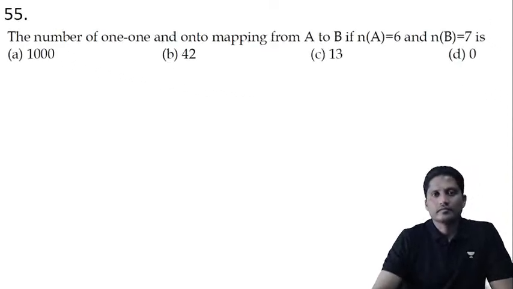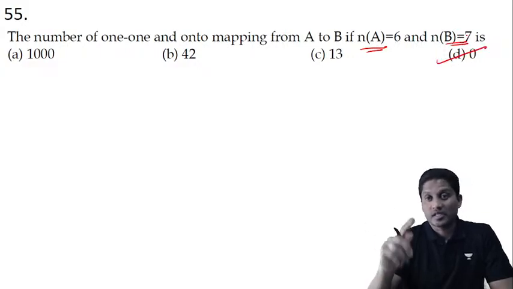Question number 55. The number of one-to-one and onto functions from A to B. Now it is not the same. See, n of A is 6, n of B is 7. Then the number of bijections is 0. If they are equal, then n factorial. If they are different, otherwise it will be 0.